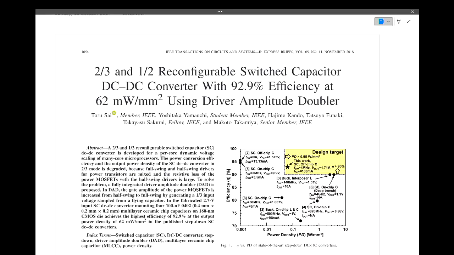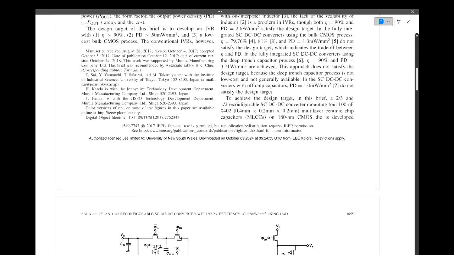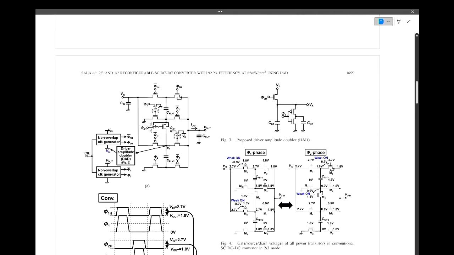Those are integrated on the chip, which improves the efficiency of the capacitor management. And the key to this improvement is the driver amplitude doubler, which is the DAD, shown as the circuit in figure 3.